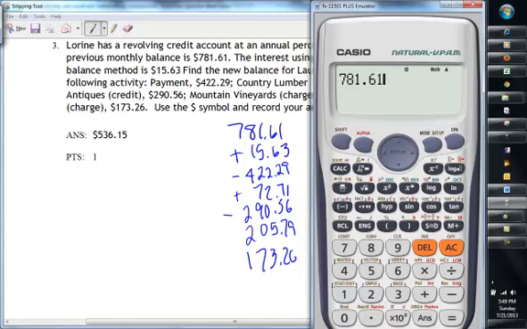781.61 plus 15.63 minus 422.29 plus 72.71 minus 290.56 plus 205.79 plus 173.26 is $536.15. Next one.